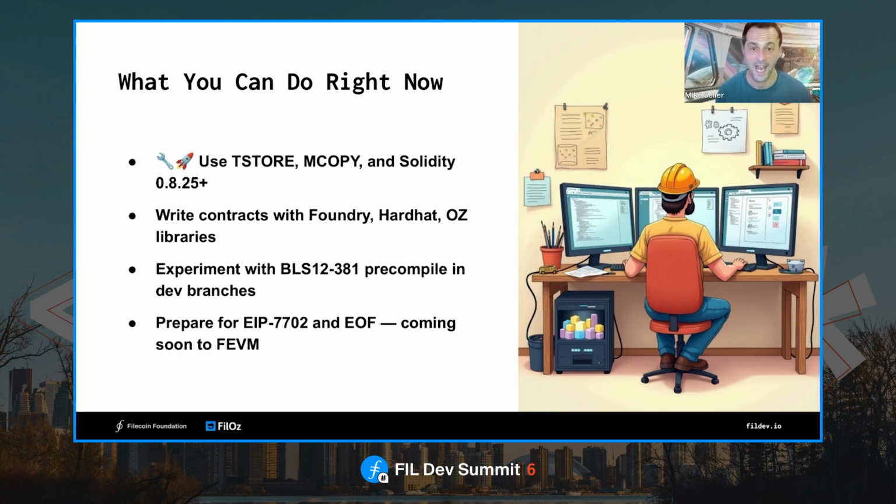And if you're eager for what's next, you can experiment with the BLS12-381 precompile on our devnets right now and start planning for smart EOAs once those arrive. Those are code-enabled accounts. The new EVM object format is a bit further out, but it's on the horizon. Being aware of it now means you'll be ready when it comes. The bottom line, you can build confidently on FEVM today, and you'll be able to tap into even more capabilities as they roll out. It's a great time to dive in and get a head start.